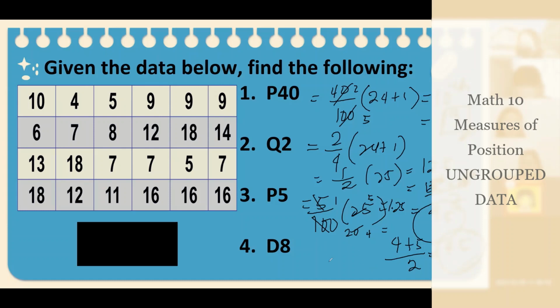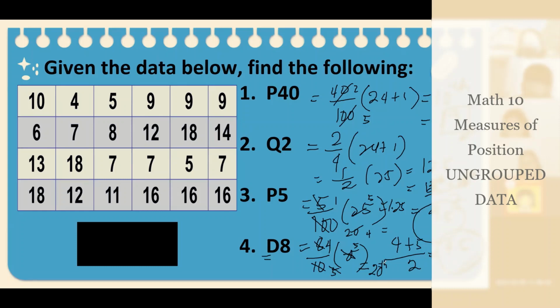And last, decile 8, the answer is 16. So it's 8 over 10 because it's decile, times 25. So 8 over 10 divided by 2 is 4/5, di ba? Tapos 25 divided by 5 is 5. That's how you will do it if you don't have calculator. Cancellation, cancellation. Tapos 4 times 5, that's 20. May over 5 pa ba? Wala na, no? That's the 20th score.